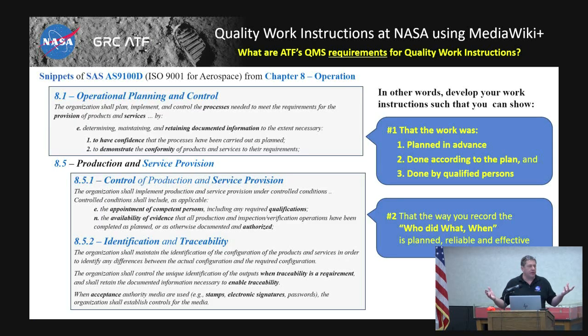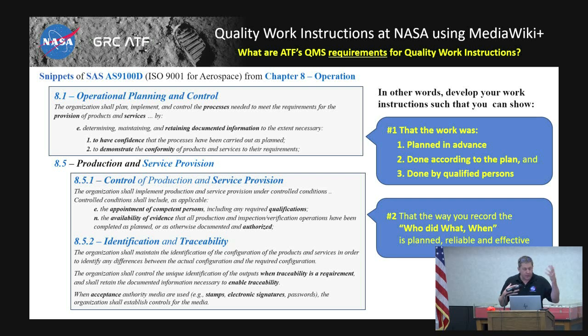So what are these ISO requirements? What I'm showing here is an eye chart, and I don't want to read this to you, but what I want to focus on is my personal attempt to summarize what these requirements are saying. So if you were to actually get a copy of AS9100 and look into Section 8, you'd find a section on operational planning and control. You'd find 8.5 talking about service provisioning, which is what we do.